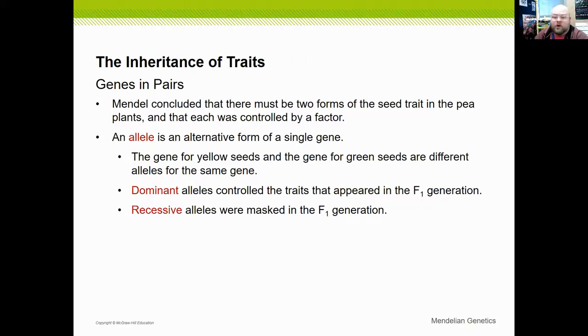That they're dominant, they're going to appear. Recessive alleles were masked in the F1 generation. And based on how the DNA came together is what determined whether they were going to express the dominant or recessive traits. And we'll see a little bit about that in a second.